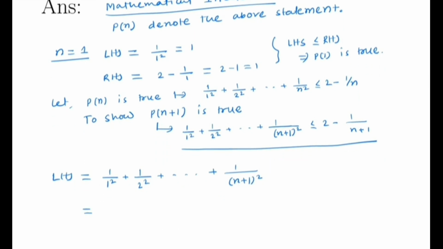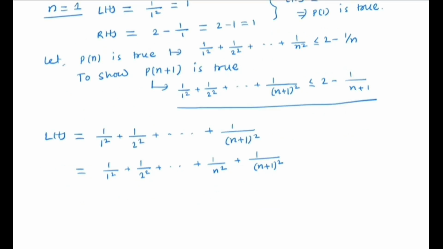Okay, so this left hand side we can write as 1/1² + 1/2² up to 1/n² plus 1/(n+1)². Now by mathematical induction, we know that this term is already less than or equal to 2 − 1/n, because we assume Pn is true, and then plus 1/(n+1)² as it is.